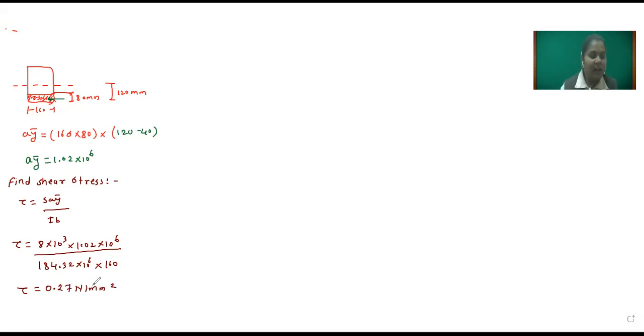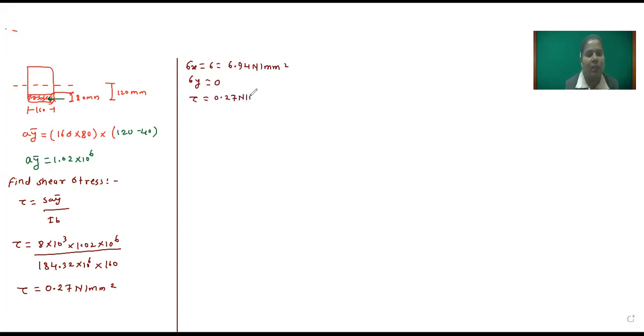Now we have the bending stress and shear stress, so we are able to find out the principal stresses. Bending stress along x direction, sigma x, is equal to 6.94 Newton per mm square. Bending stress along y direction is equal to 0, and tau is equal to 0.27 Newton per mm square.